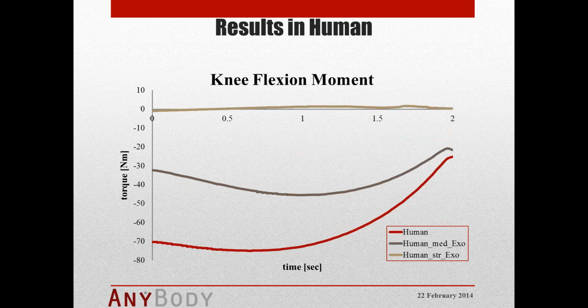The same can be done now for the knee joint. Let's look at the knee flexion moment. This is again the moment that the human being is producing during this sit to stand motion. We see that the human has a very high knee flexion moment of roughly 70 Newton meters at the start, then reducing over time. However, when we introduce our exoskeletons, we again have a significantly lower flexion moment in both cases, while the exoskeleton with a strong actuator has no more flexion moment. Everything in there is carried by the exoskeleton in our case.